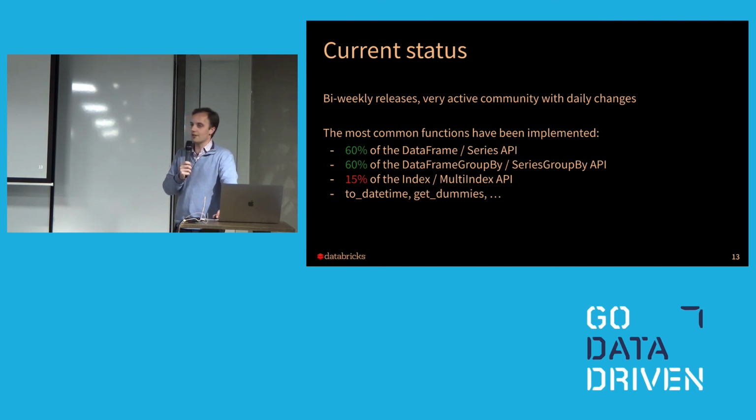And a lot of the functions are still missing on the index API, mostly because these functions tend to be very specialized, and we're looking at how to add them. On top of that, we have added a number of functions that are very common when you want to do a manipulation of data with Pandas, such as converting strings to datetime, building get dummies, which is a way to do one-hot encoding using Pandas, and so on.